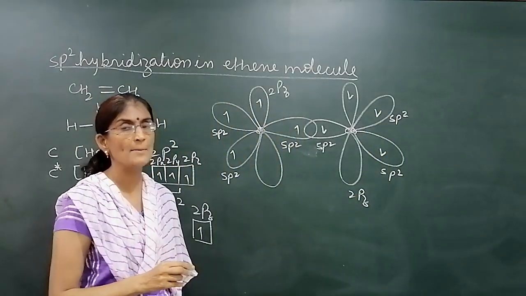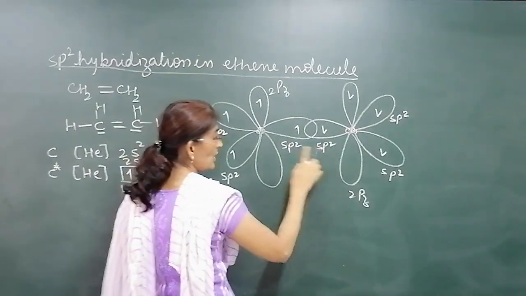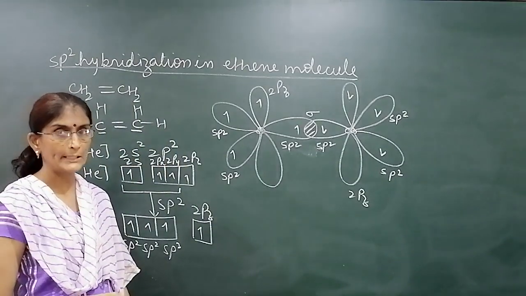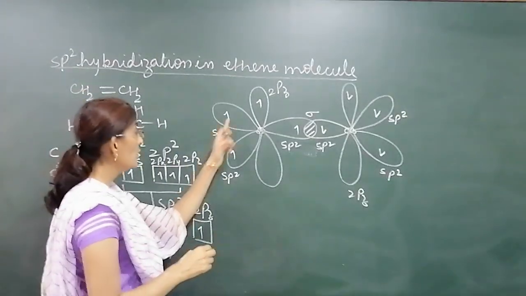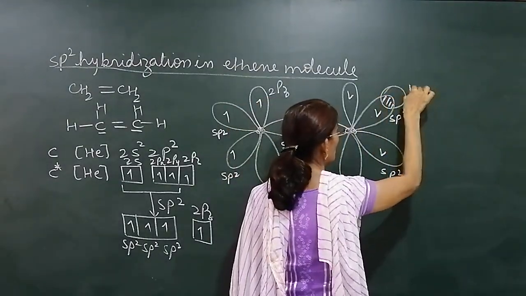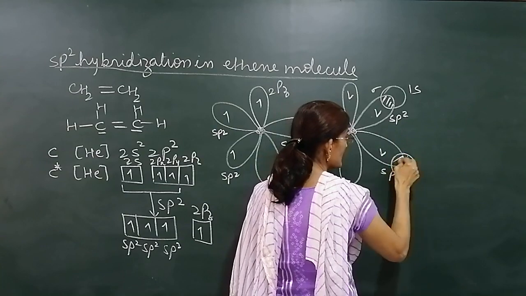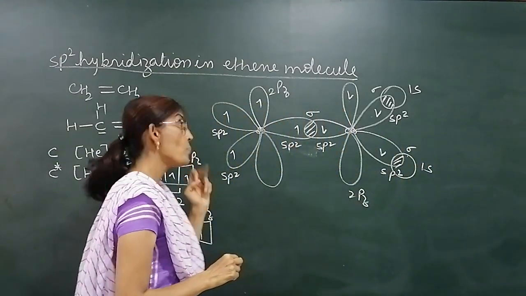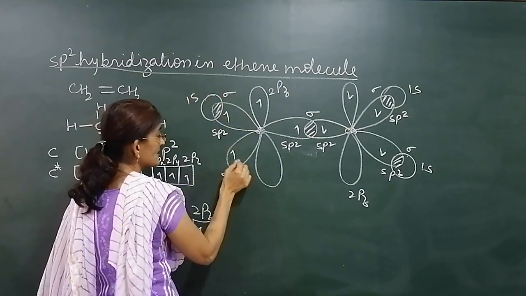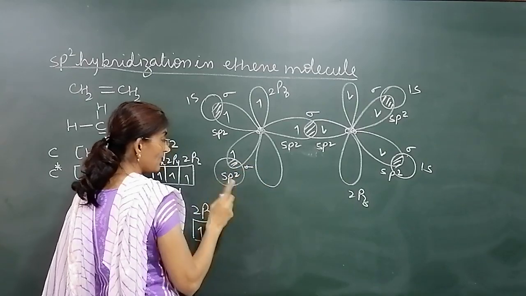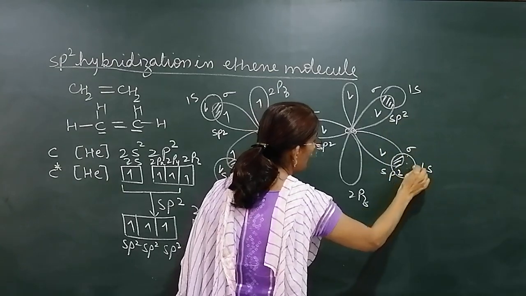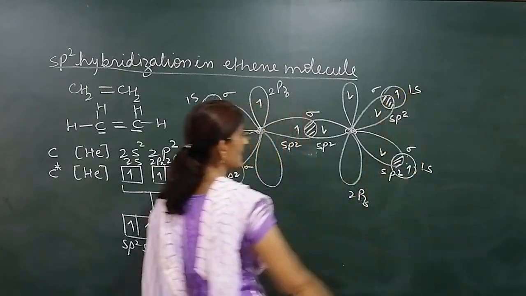Clear? How are the sigma and pi bonds formed? See, sp2 hybrid orbitals of 2 carbons overlap and form sigma bond. Clear? How many hybrid orbitals remain now? 2 with this carbon, 2 with this carbon. They will overlap with 1s orbital of hydrogen and form sigma bonds. Okay? This also overlaps with 1s orbital and forms sigma bond. Overlapping orbitals must have unpaired electron with opposite spin, clockwise, anti-clockwise.